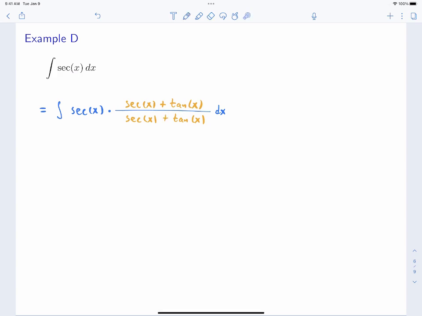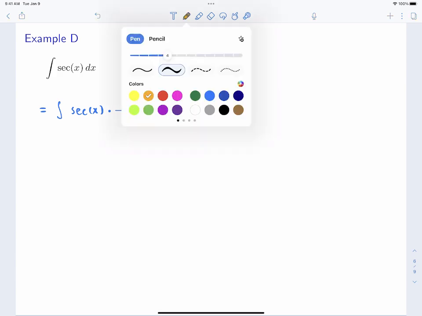Now, first of all, let's just notice that I can do this because I'm multiplying and dividing by the same thing. So that's fine. But why did I pick this particular thing? Again, it's not obvious, it's not intuitive, but it does work. And the reason it works is that if I multiply this secant of x by the numerator, it's going to give me the derivative of the denominator. Now again, that might not be apparent, so let's actually just work it out.